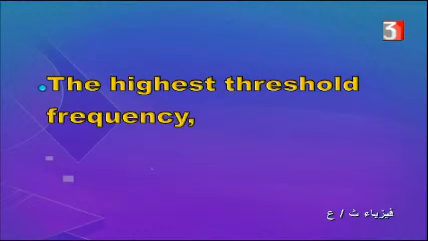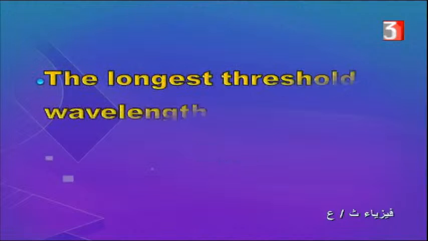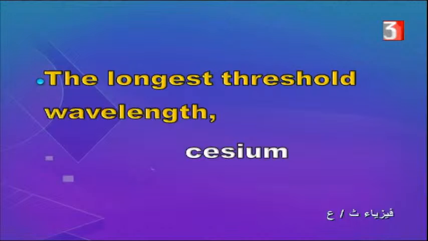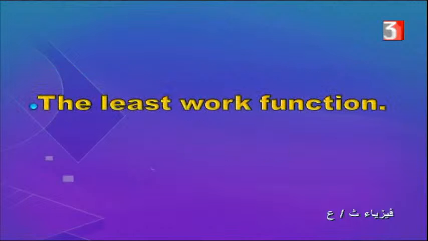Which one of them has the highest threshold frequency? It is the same: the hardest to extract electrons from. It is zinc. Which one has the longest threshold wavelength, meaning the lowest critical frequency? It is cesium. And finally, which one of them has the least work function? I guess all of you know it. It is the easiest one to extract electrons from. It is cesium.